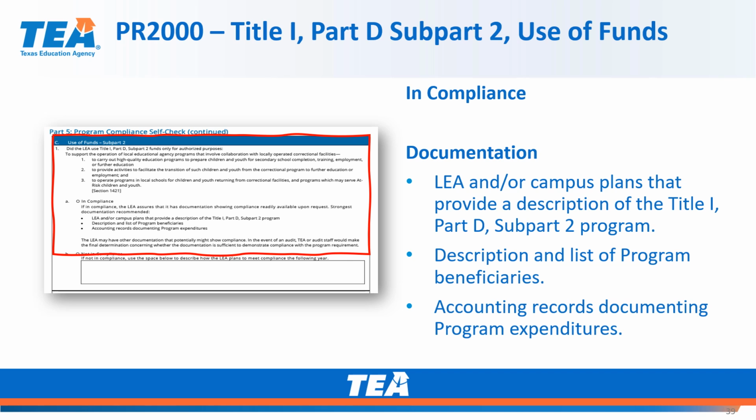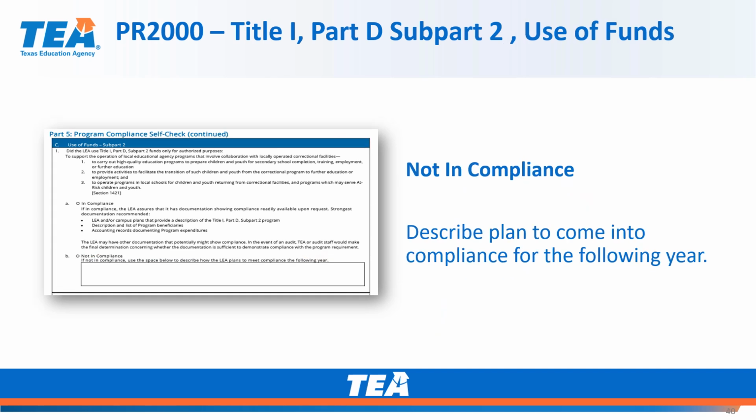By selecting the Ready button for In Compliance, the LEA is assuring that it has documentation of its compliance with this requirement readily available upon request by TEA and/or an auditor. If the LEA is not in compliance with the requirement or does not have such documentation, the LEA should select the red button indicating not in compliance and use the space provided to describe how the LEA plans to come into compliance for the following year.